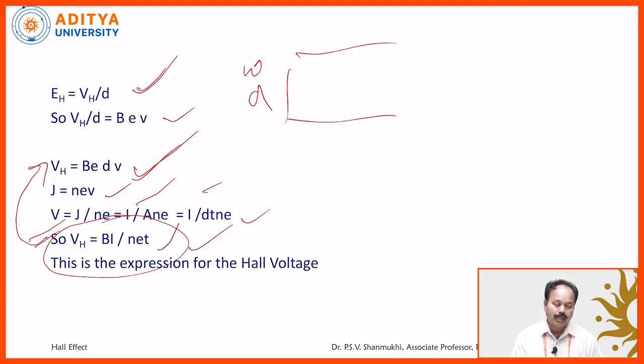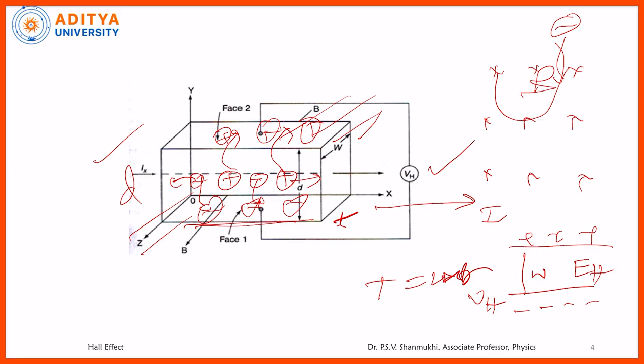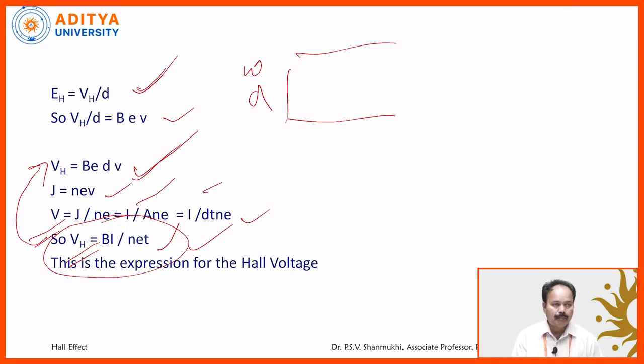Out of these parameters, this VH we can determine by connecting a voltmeter here. So automatically from the experiment we can determine VH. B, the applied magnetic field, we know; how much current is passing, that also we know. Charge of the electron is known, and T, the thickness of the sample, is known. By this expression we can determine the electron density or the holes density in a semiconductor slab. Anyhow, this is the Hall voltage expression.